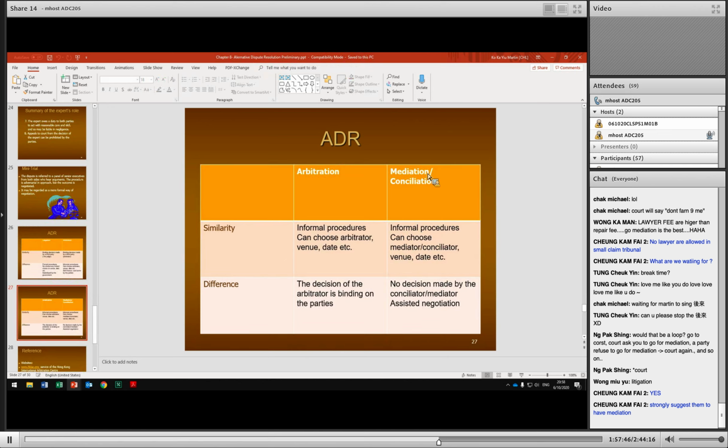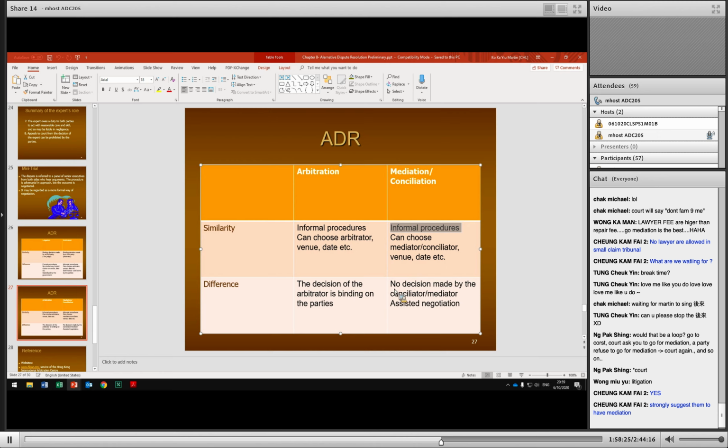Arbitration and also mediation or conciliation are both ADR, but they are very different in nature. The similarity is that they are quite informal. Mediation may be even more informal when compared with arbitration, because usually the party can say whatsoever they like and do whatsoever they like. Okay? But the difference is that for arbitration, the decision of the arbitrator is binding on the party.